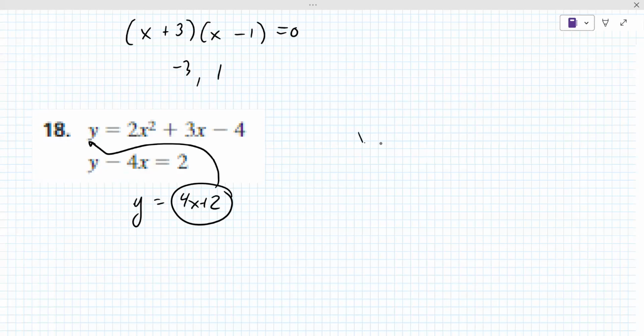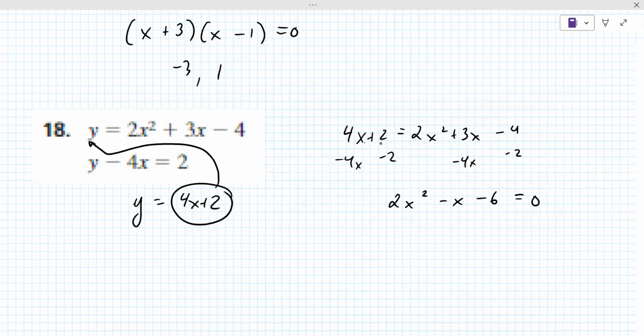I definitely did something wrong. Okay, let's take a look here. So it's 4x plus 2 equals 2x squared plus 3x minus 4. This time I'm going to move right because I really want to leave that 2x squared positive. So we've got 2x squared minus x minus 6 equals 0.